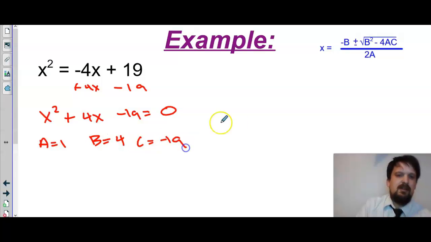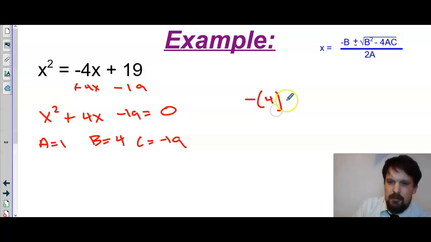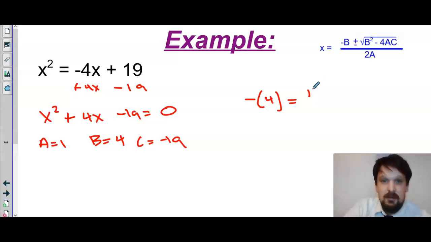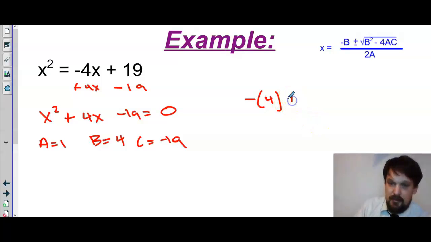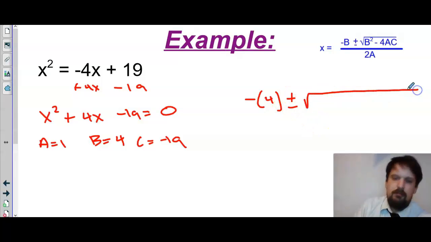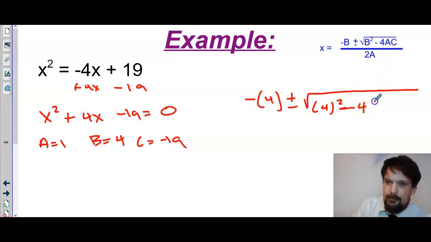C is negative 19. All right, so we have negative b, so negative 4, using my parentheses, plus or minus the square root of b squared, so parentheses 4 squared, minus 4, and this 4 is always there, times a times c.